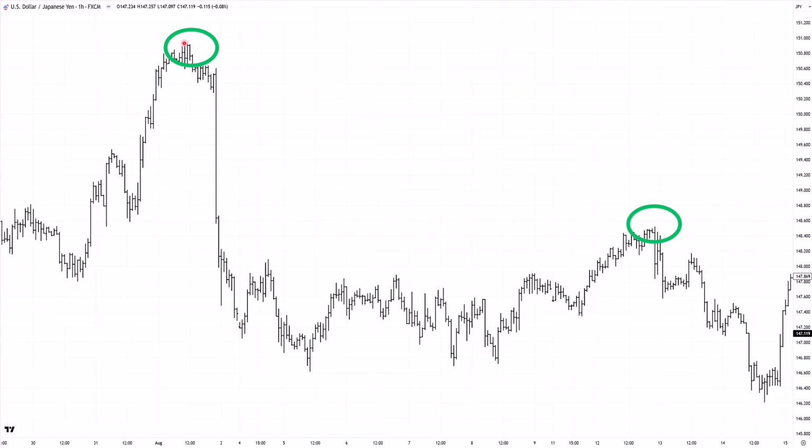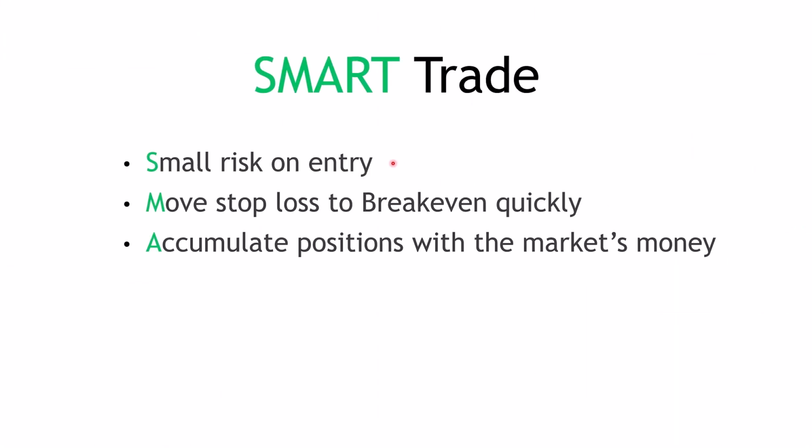So I like to get in with a small risk on entry, move the stop to break even. Sometimes you can do it within a few hours. So for example, let's say you went short right on the top here. 2 hours later, the market's down here. 3 hours, you're down here. Within 3 hours at that point there, you'd be comfortable to move your stop to break even. So that's what you want to do as a trader. Get in with a small risk on entry, move your stop loss to break even quickly.